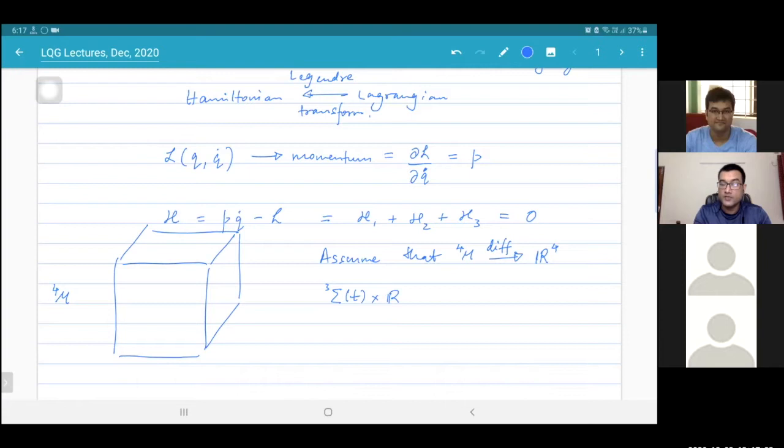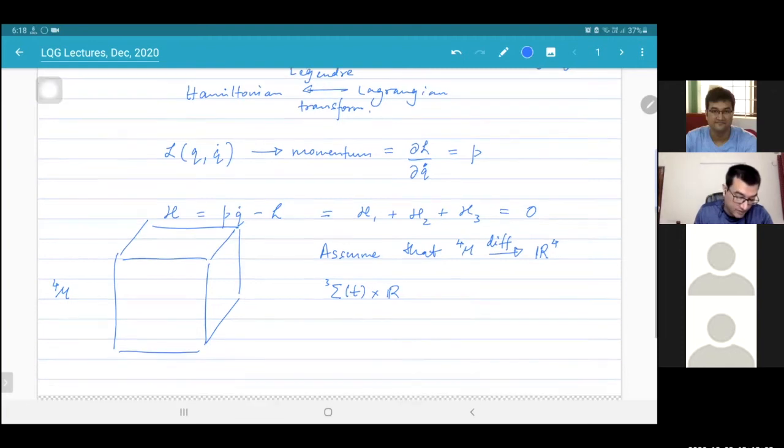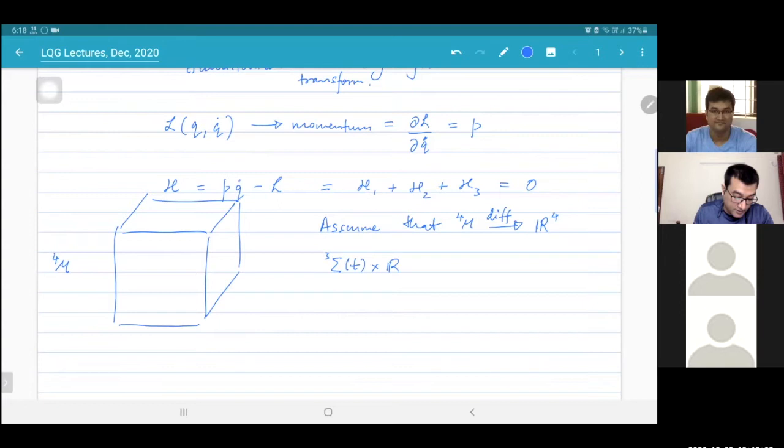The question that you are asking is something that we have to always keep in mind. But the whole point is that we are breaking that general covariance in this procedure because we want a Hamiltonian, and then we want to quantize that Hamiltonian. So we have this manifold, and it is diffeomorphic to some slices times some one parameter, which is, let's say, the time function.